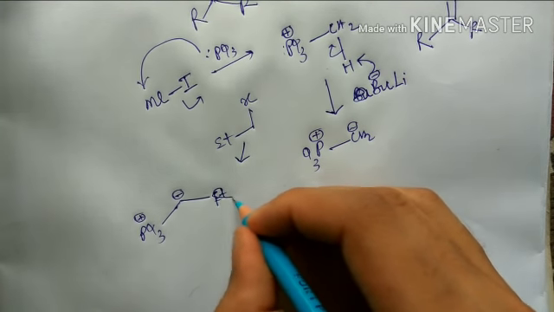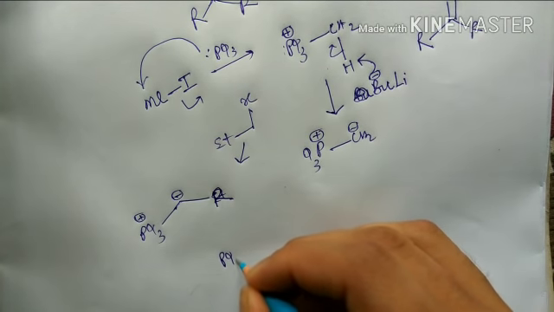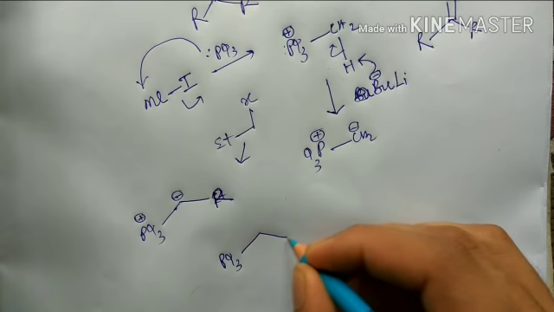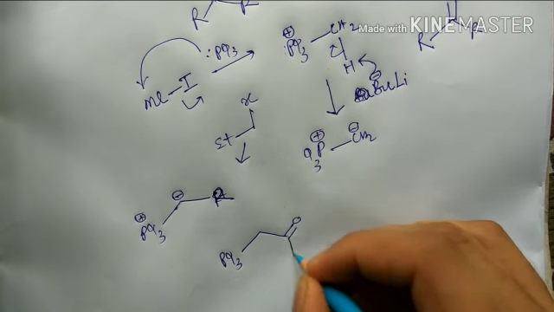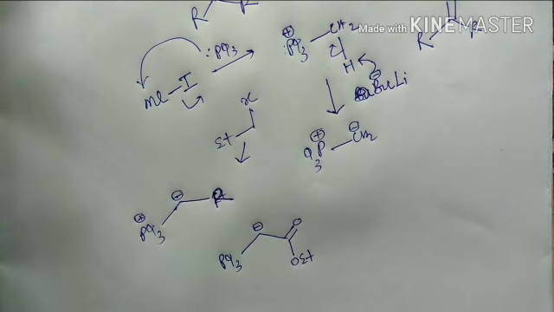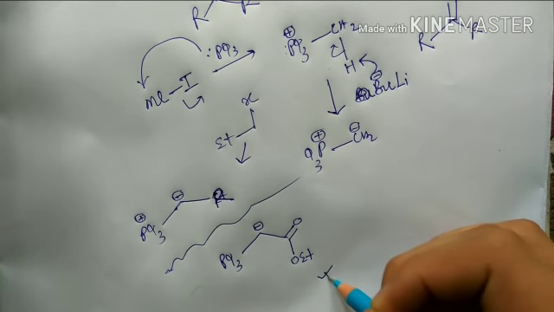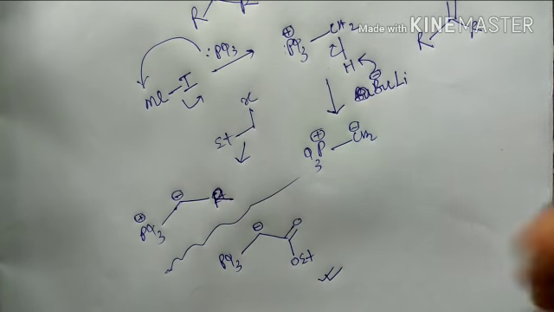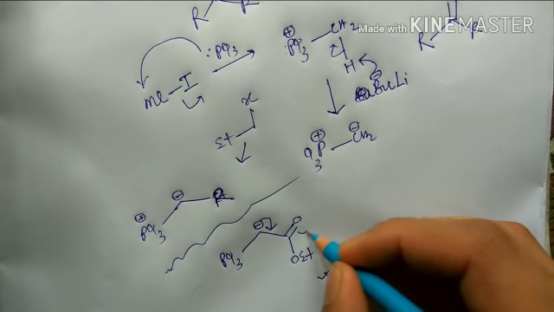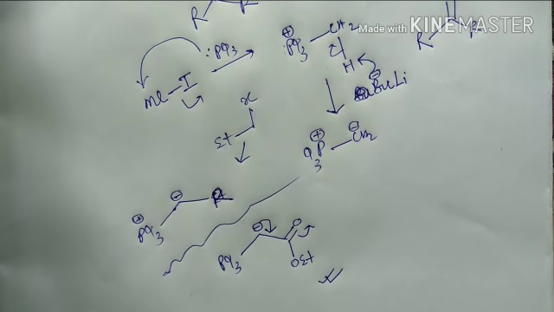So basically you have an R group here, a normal R group, but you can have another ylide where you have an electron withdrawing group, let's say a star group here. These are two types of ylides, and this type of ylide is called a stabilized ylide. Why? Because this negative charge is stabilized by this carbonyl group, and the others are called unstable ylides.